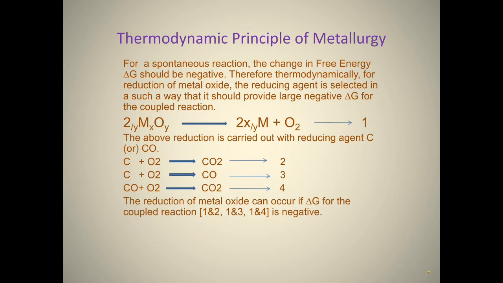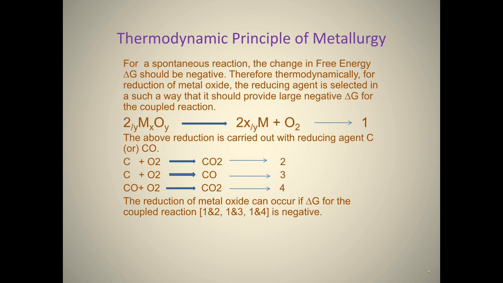Now, thermodynamic principle of metallurgy. What is thermodynamics? Thermo means heat, dynamics means moving. With the help of heat, that means heat giving, the metal oxide becomes metal and oxygen with the help of a reducing agent. What reducing agent are we going to use here? The carbon or carbon monoxide.